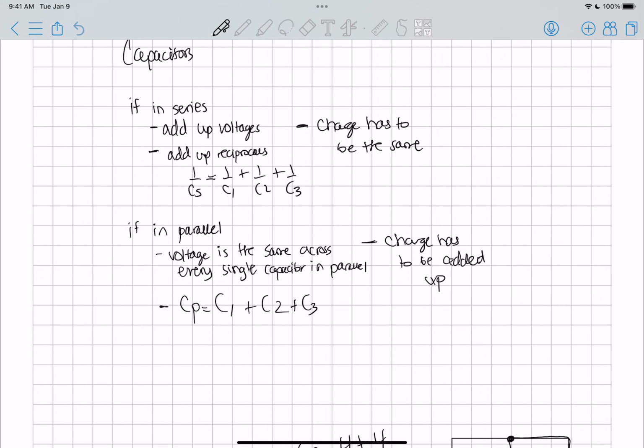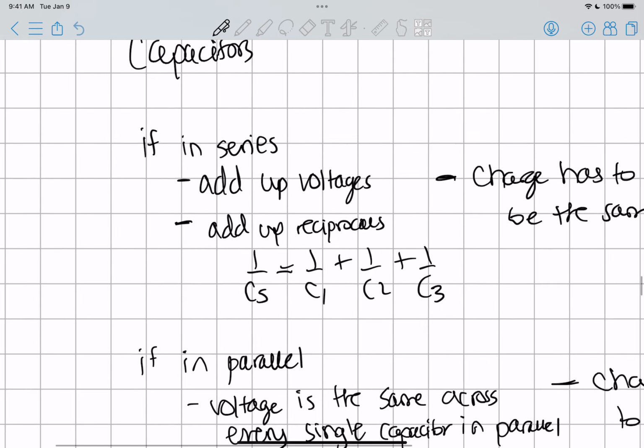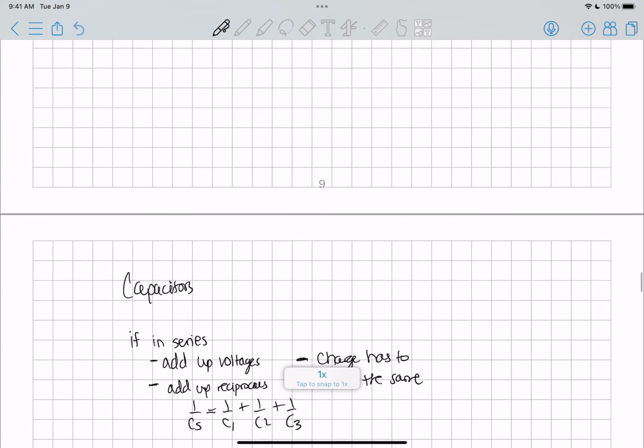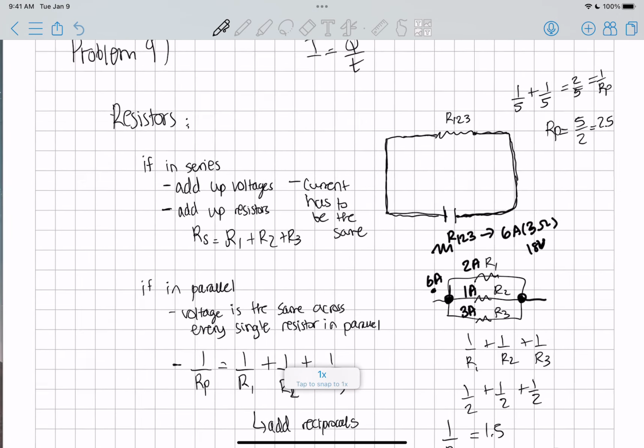Series and parallel, same idea for capacitors. It's just that for capacitors in series, you're going to add up the voltage once again, but instead of adding up the capacitors normally like C1 plus C2 plus C3, you're adding up the reciprocals. Whatever you do for a resistor, you do the opposite for a capacitor, basically.